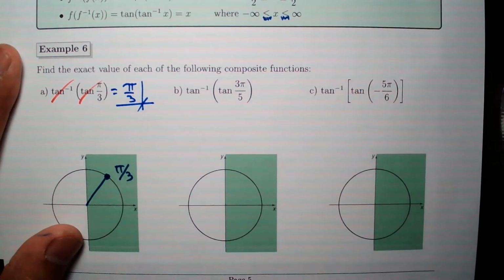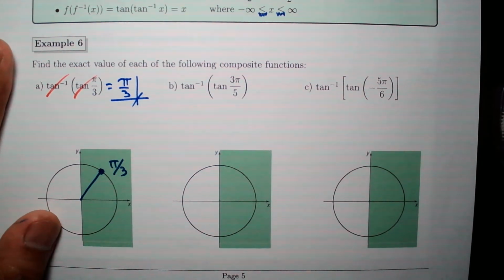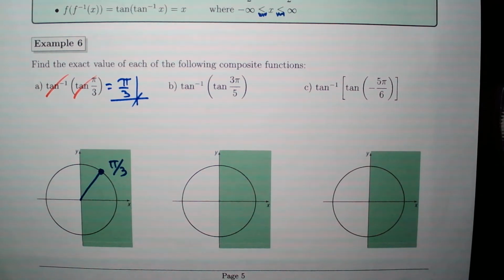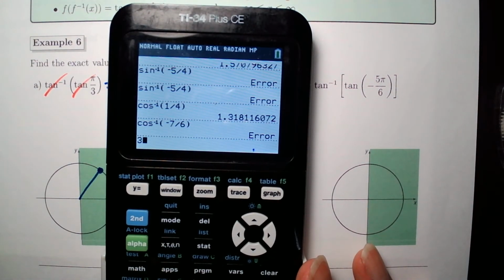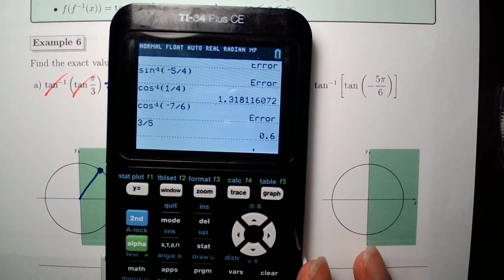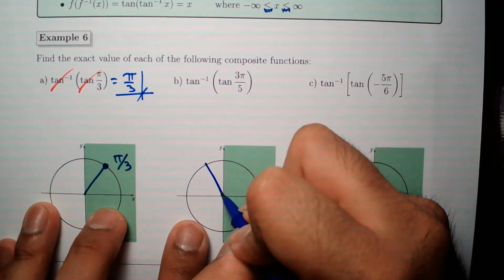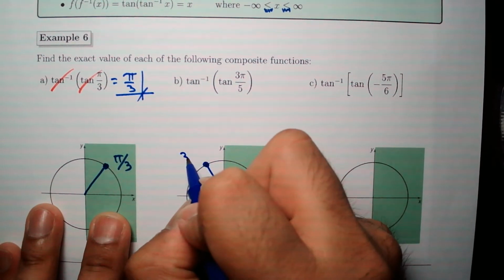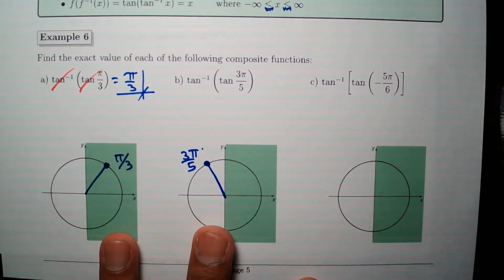Can we say the exact same thing about these two examples? Can we just boom boom? Well, let's find out. 3 pi over 5. Well, that's a little bit over pi over 2, because 3 over 5 is a little bit more than 0.5, which is pi over 2. So I'm going to estimate this to over here. 3 pi over 5, and of course, it's outside of the range.